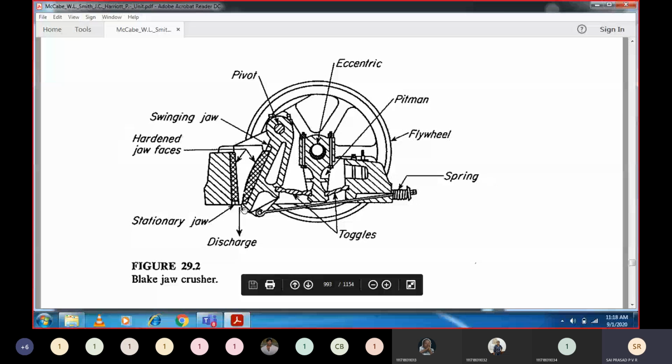If the distance between, suppose the swinging jaw is coming to stationary jaw, the clearance is 1 millimeter. If the swinging jaw is going away from the stationary jaw, it is 1.5 millimeter. So you can have 1.5 millimeter particle also going, 1 millimeter particle also going, and if the size of the particle is less than 1 millimeter, that is also going. So we are giving more flexibility for the product to go out from the bottom side. This will save the machine from choking.